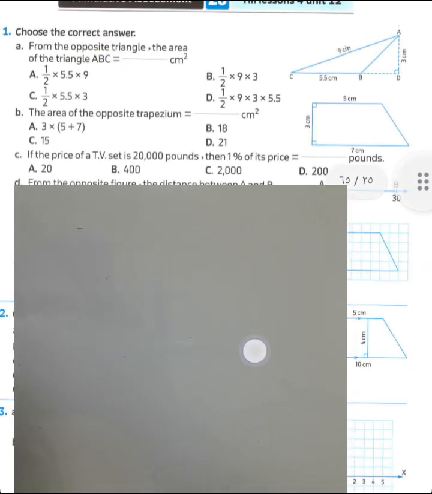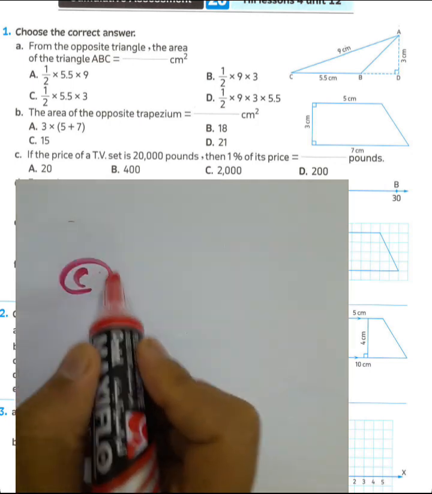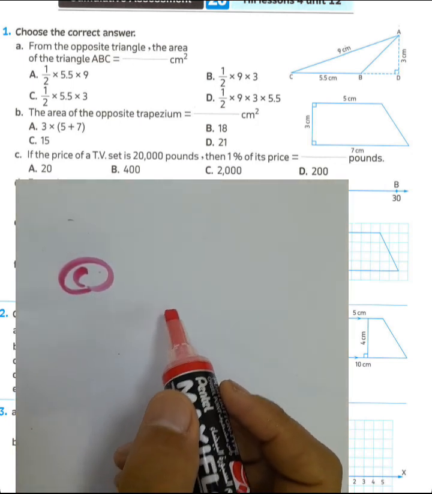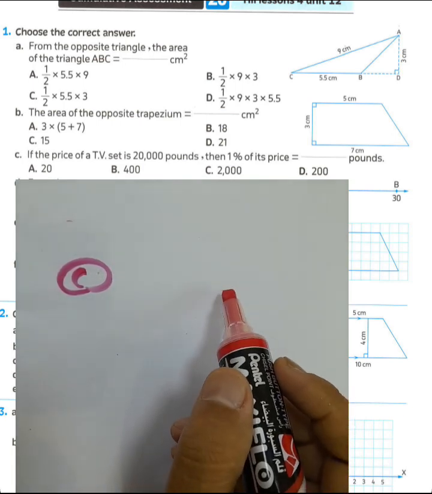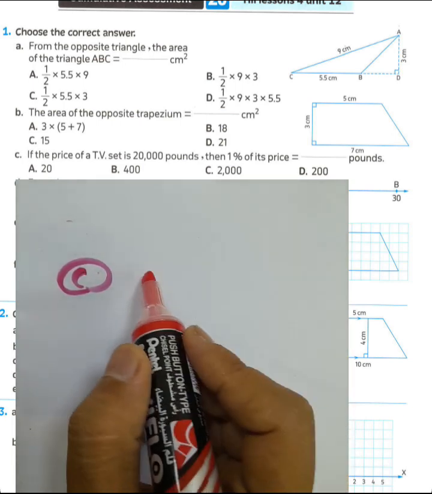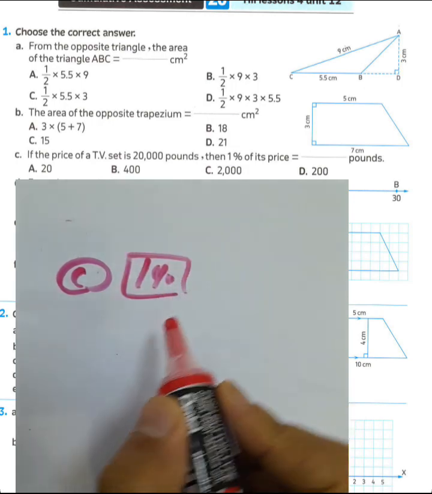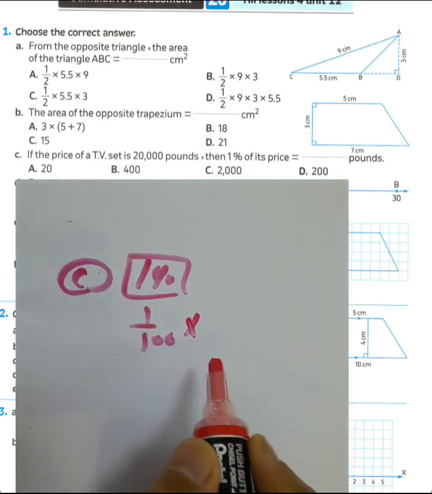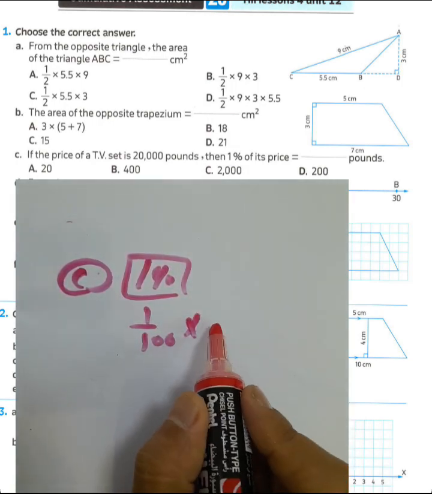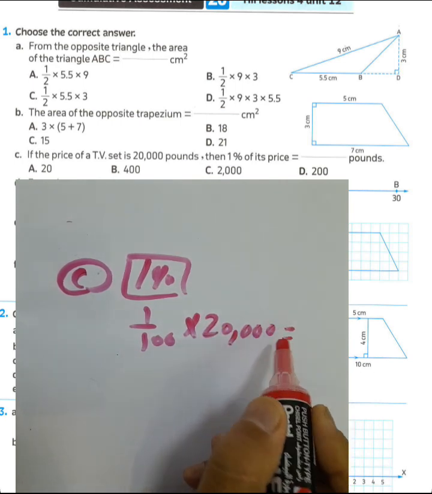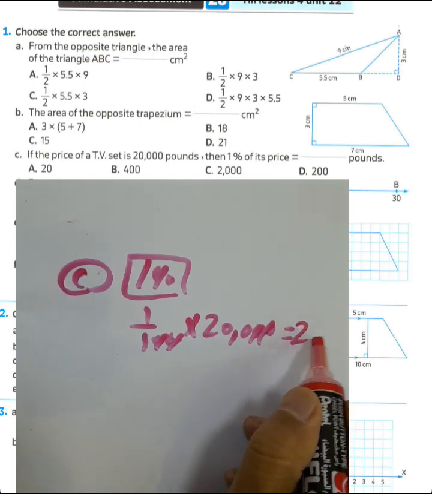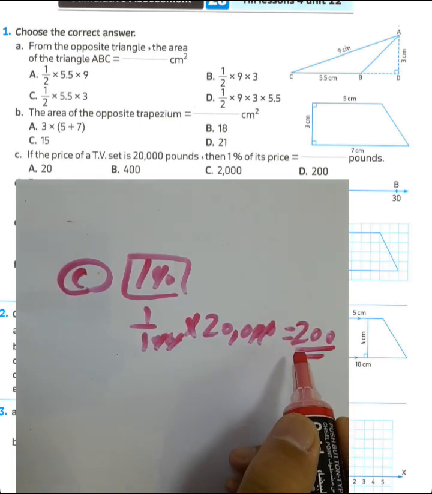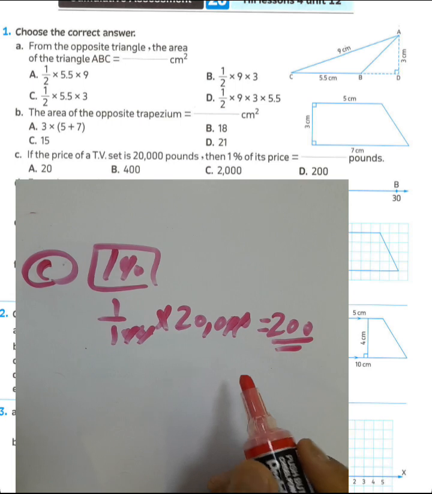Next question, letter C. If the price of a TV set is 20,000 pounds, then what is 1% of its price? 1% means 1 over 100, multiplied by the total number, 20,000. Cancel the double zero by the double zero, and then 1 times 200 will be 200. The result will be 200 pounds.